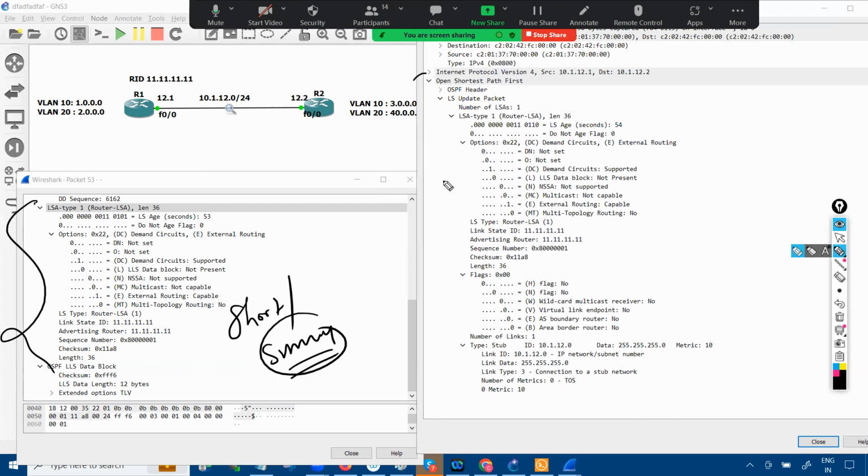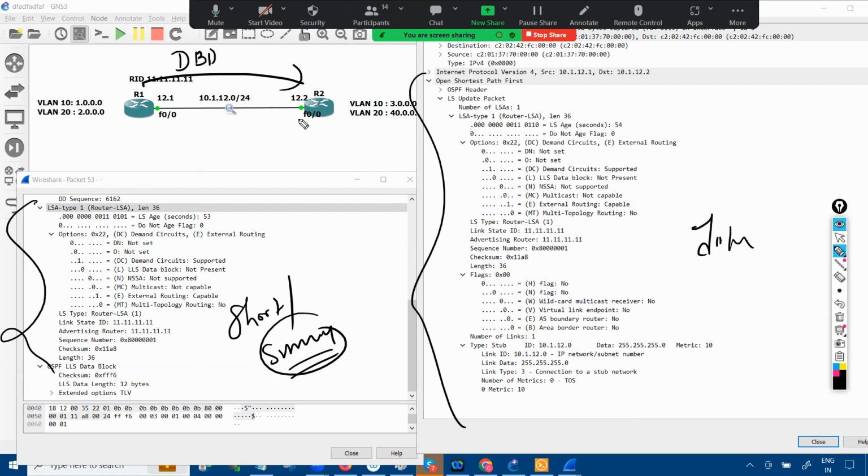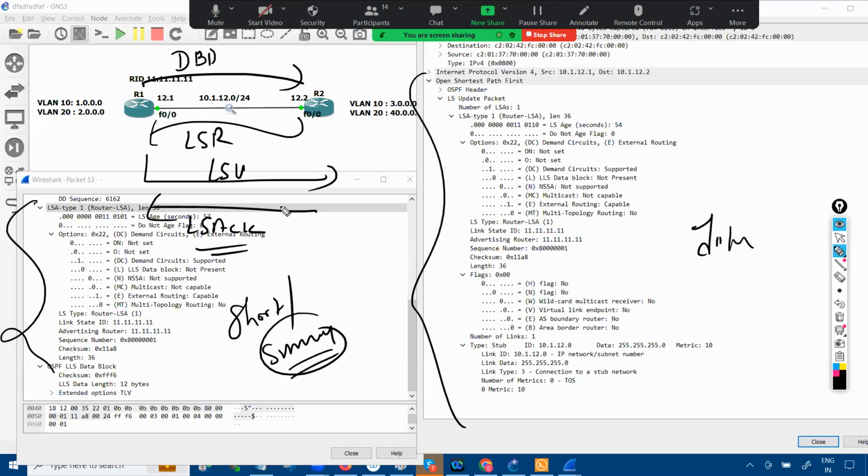That's called the detailed information. So this guy sent a DBD packet saying that I have these LSAs. This guy is in the LSR packet. The link is shared, and then this guy is in the LSU packet. And now he will give the LSA acknowledgement. That's how your complete OSPF packets are working.